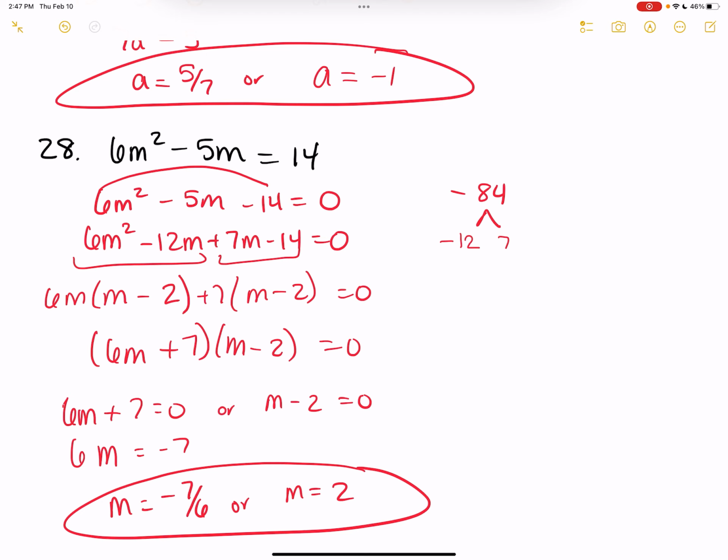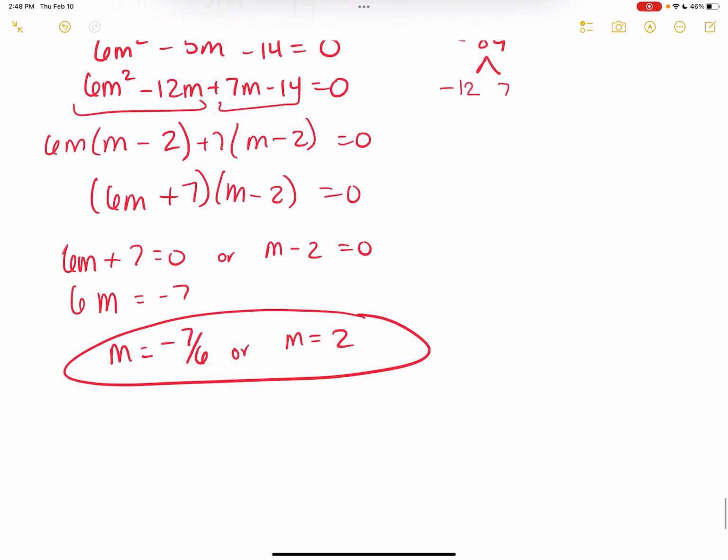Alright, so once you factor, you set each piece equal to 0, and then it's just simple solving equations. Whatever's being done, you've got to undo it by doing the opposite. Since it was adding 7, to move it over, I have to subtract it. Since I was multiplying, I had to divide it, so it gives you negative 7/6. And over here, it was subtracting, so I have to add it over to the other side, so it's just 2. Okay? Alright, we're going to do another one together.